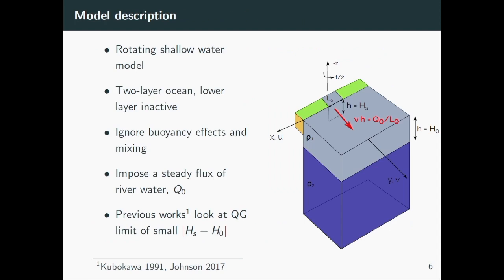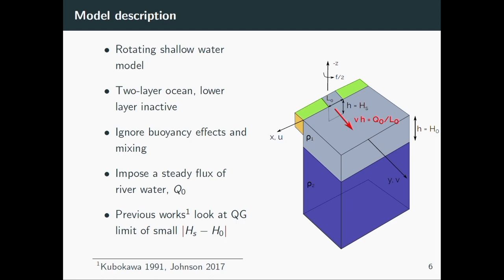So we want to develop a model that highlights this. And so what we do is we take a shallow water model with a thin, fresh layer on top of a dense, inactive, deep layer. And we have a vertical coastline. And into that vertical coast, we put a source of finite width and finite depth. And we have a steady flux of river water coming out of here.